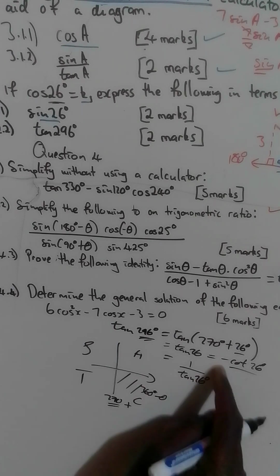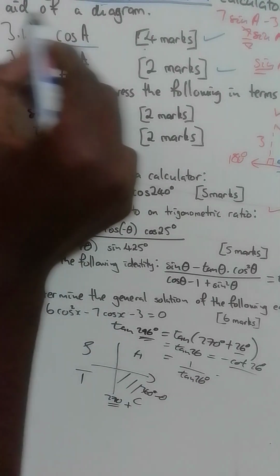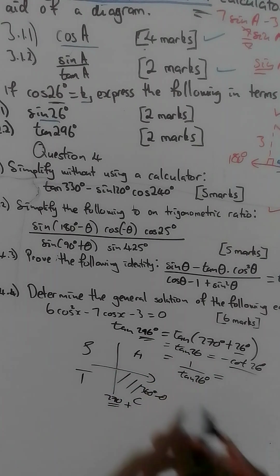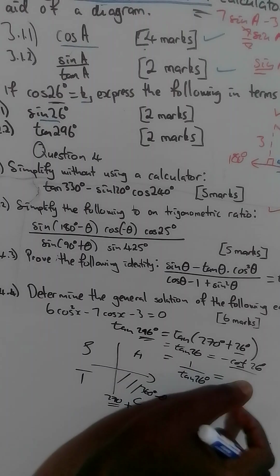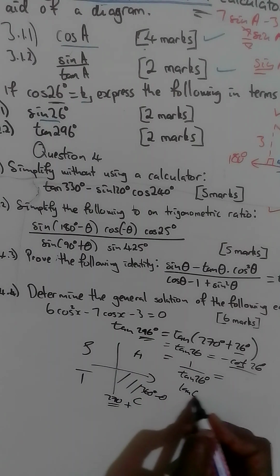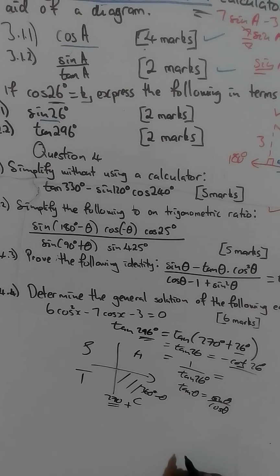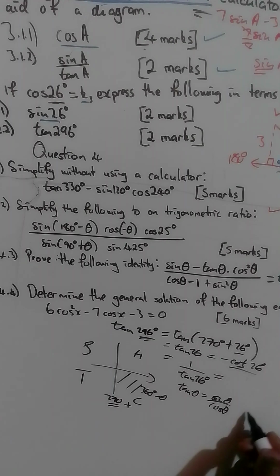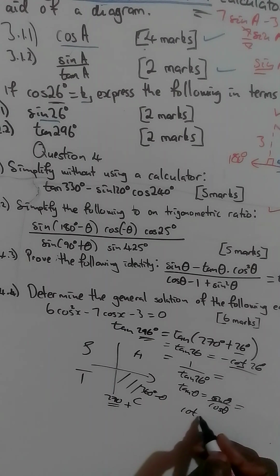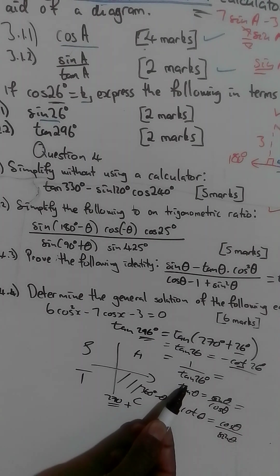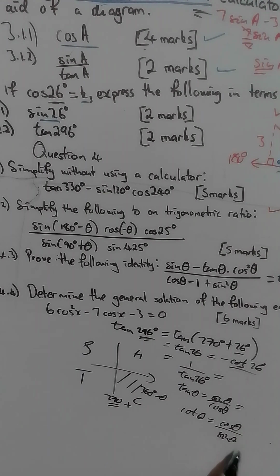Now, what do we do? I can't keep on using this because I was instructed not to use a calculator. So I go to the other one, cot, whereby we are dealing with sides. Remember, when you have tan theta, you say sin theta over cos theta. Now, when you go for cot using the sides, cot theta becomes cos theta over sin theta. So we're not going to use 1 over tan 26 degrees. We're going to use cos theta over sin theta.